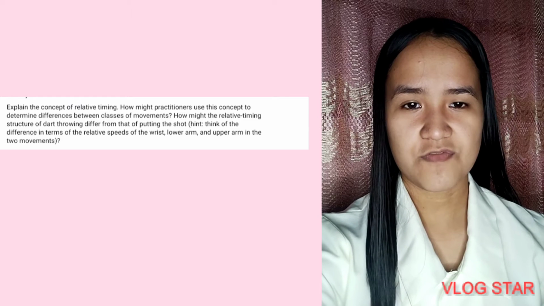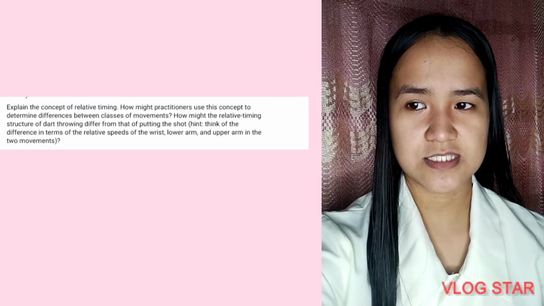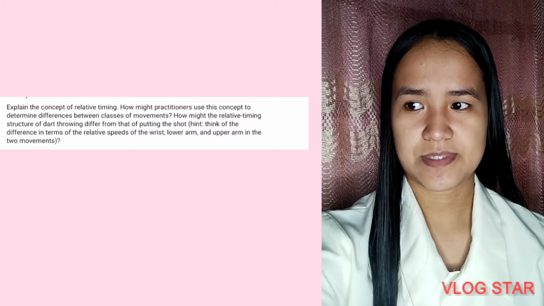Hint: think of the difference in terms of the relative speeds of the wrist, lower arm, and upper arm in two movements. For me, relative timing is a set of ratios that define the duration of several time intervals within the movement. The first repetition, or movement 1, is performed in a shorter movement time than the second, movement 2.